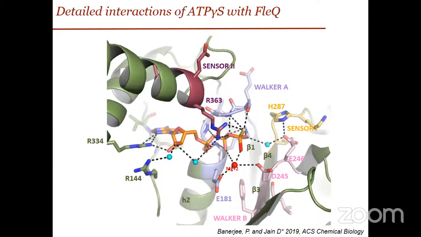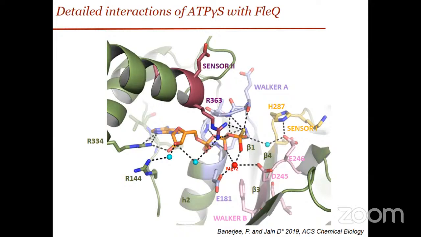We also looked at the details of interactions of ATP with protein side chains, and we saw that the Walker A motif, colored here in blue, interacts with and stabilizes the binding of ATP in the active site. The Walker B motif, particularly E246, is the catalytic residue. These participate in catalysis, and this forms a hydrogen bond with the gamma phosphate of the ATP through a water molecule. In addition, there are sensor 1 and sensor 2, which sense the presence of ATP in the active site. So these residues are also important.